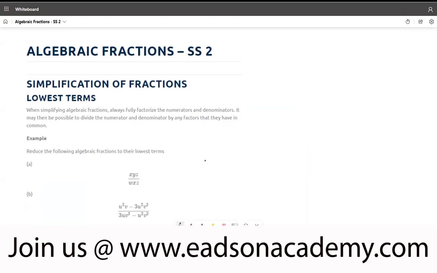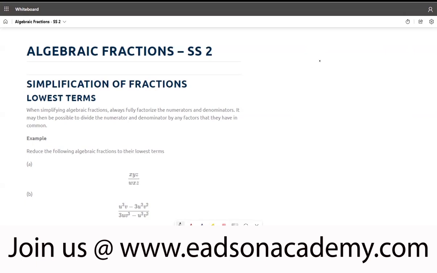Algebraic fractions are fractions that have unknown variables, either in the numerator or in the denominator or both. So simplification of algebraic fractions, the aspect we are starting with is lowest terms, like we used to do in common fractions.